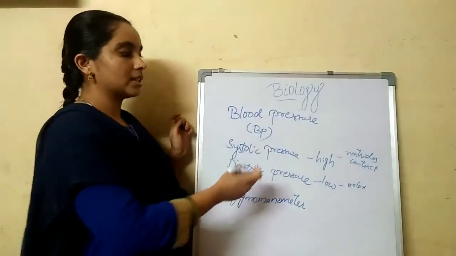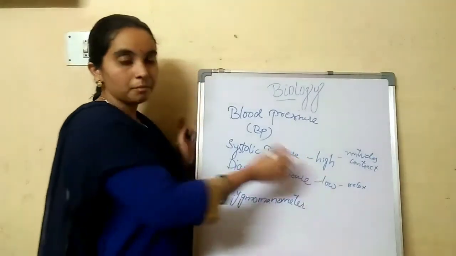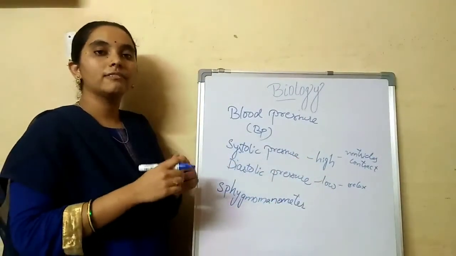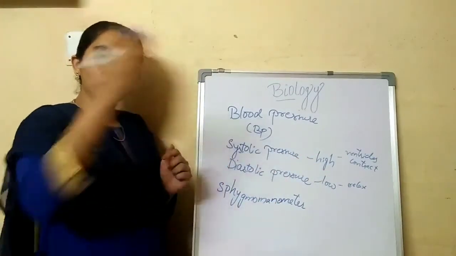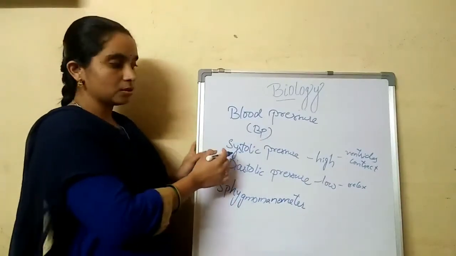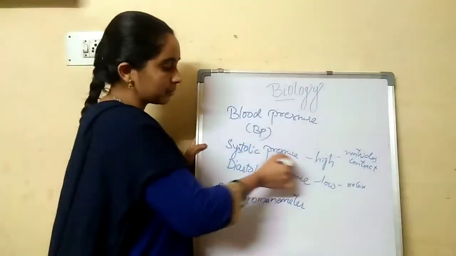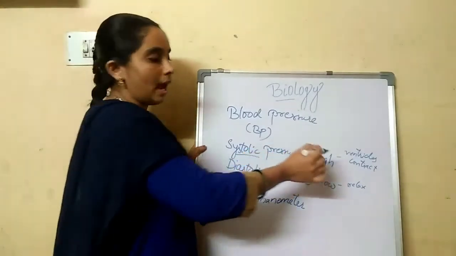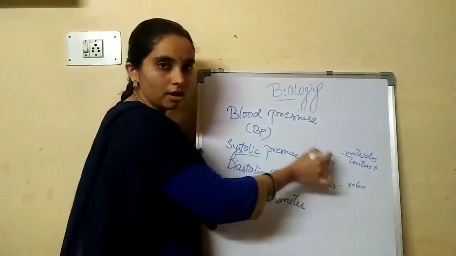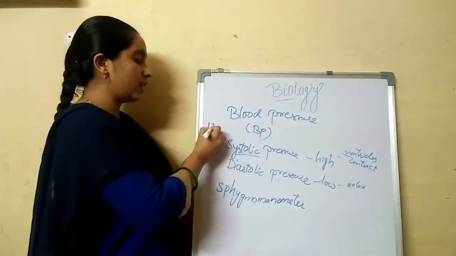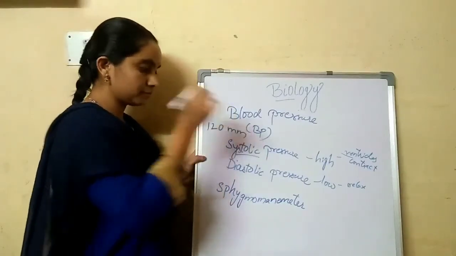Okay, the systolic pressure is very high because the ventricles have to pump the blood out of the heart. So the pressure should be more. This is called systolic pressure, and it occurs when the ventricles contract. So the reading is 120 mm here.